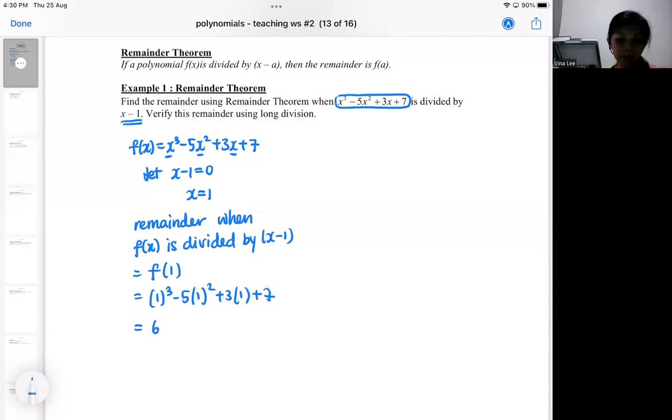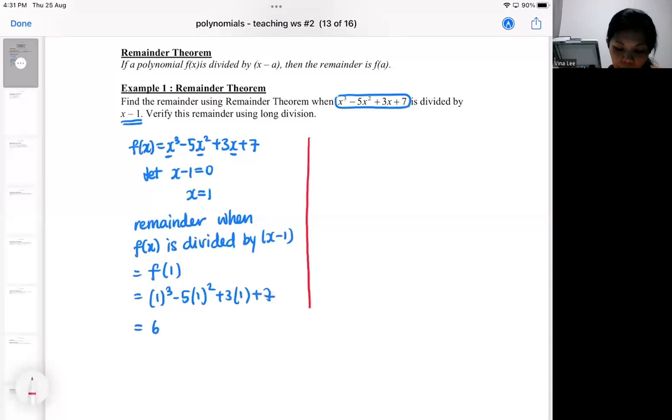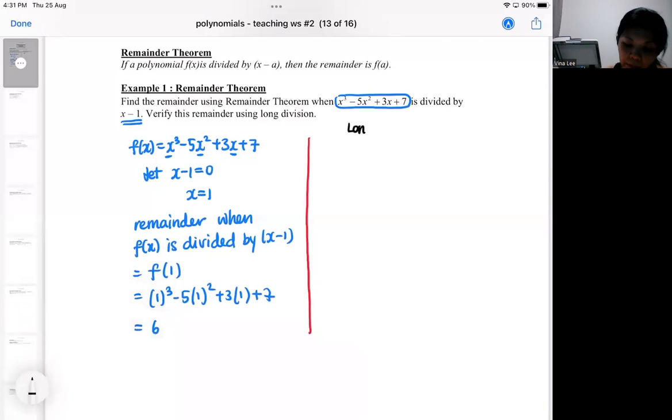So I got the remainder 6. The theorem is a shortcut. Why is it a shortcut? You just need to find the x value from the divisor and put it into your f(x). In this example, we actually try to verify with a long division, so let me try the long division.